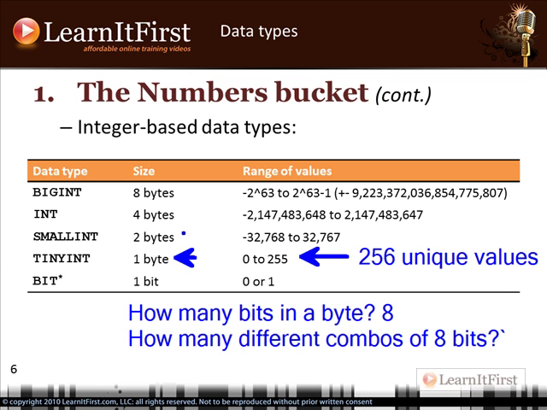How many bits are in a byte? 8. How many bytes? 2. So we got 16. How many different combinations of 16 bits are there? 65,000 something. Negative 32,768 to positive 32,767. So that's where these ranges come in.